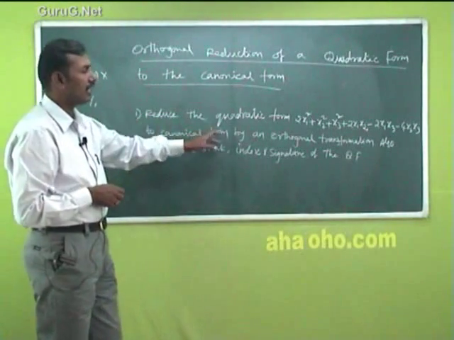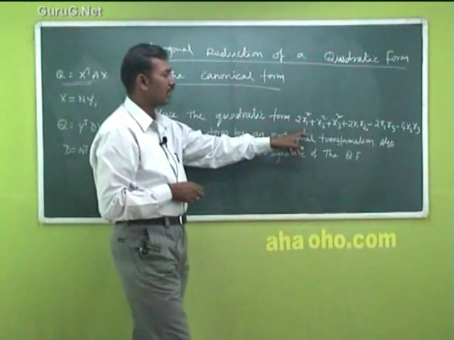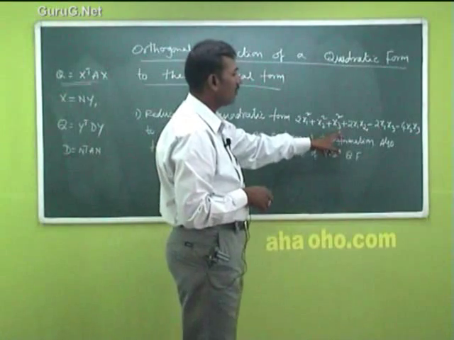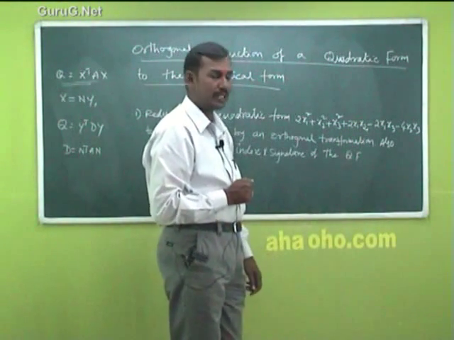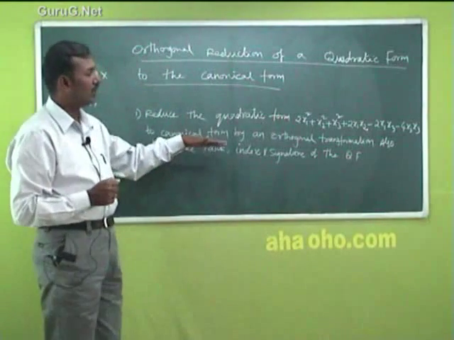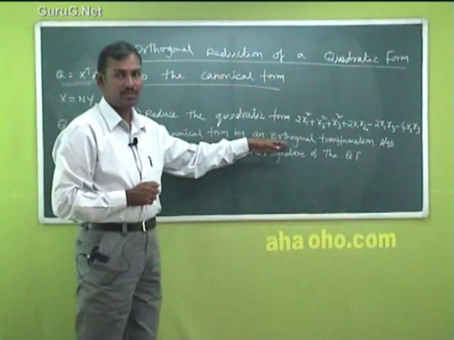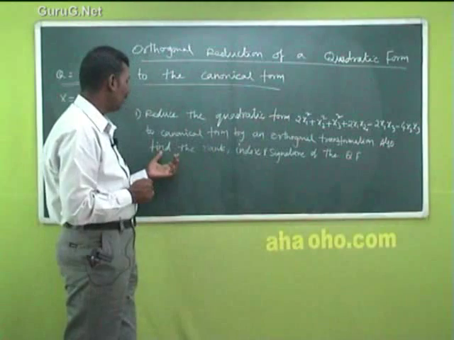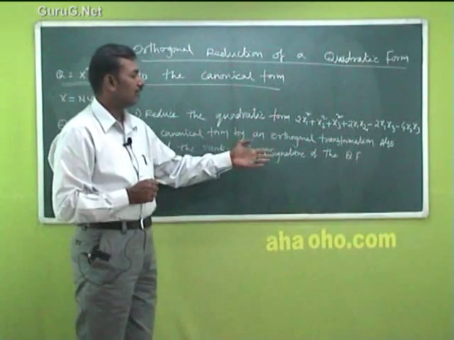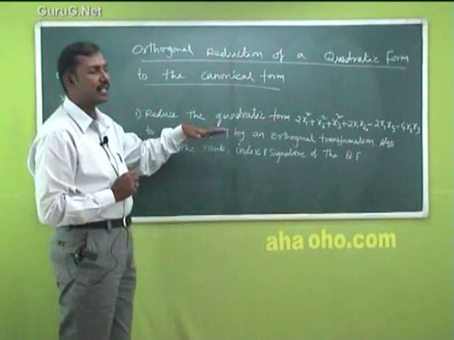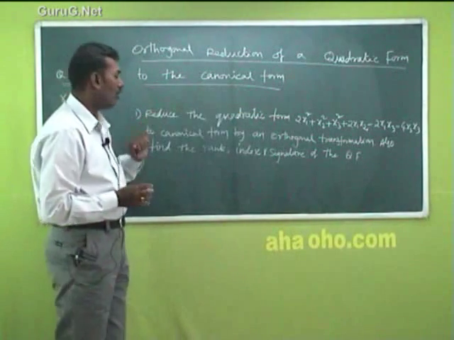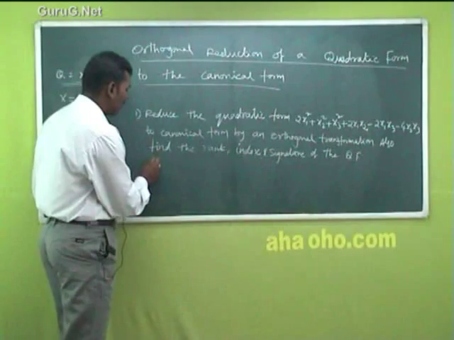So reduce the quadratic form 2x1 squared plus x2 squared plus x3 squared plus 2x1x2 minus 2x1x3 minus 4x2x3 to canonical form by an orthogonal transformation. Also find out the rank, index and signature of the quadratic form. First we have to find out the matrix of the quadratic form. How can we write the matrix of the quadratic form?